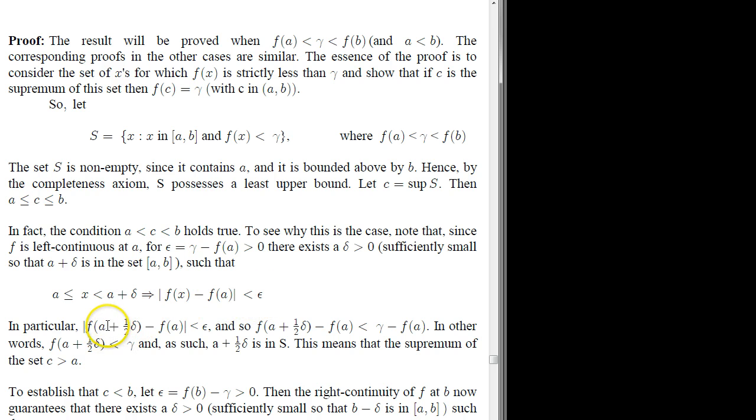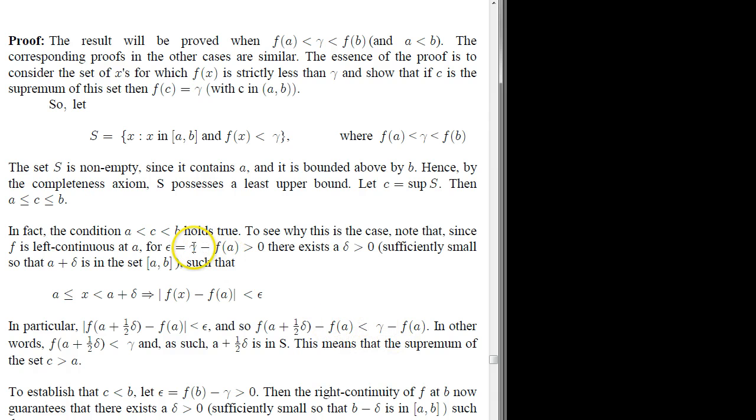And this value of x is certainly in that range, isn't it? a plus half delta is in here. So f(a plus half delta) minus f(a) is less than epsilon. That's fine. And so for f(a plus half delta), we'll take the positive part of this modulus, which is less than epsilon.